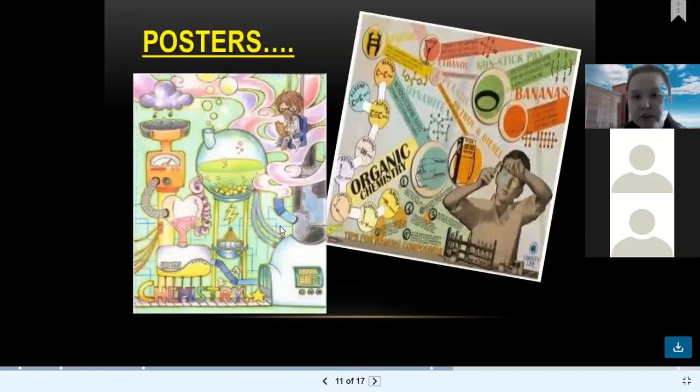And posters. I guess all of you know what a poster is, yes? Because during the lessons, you try to make posters. What is a poster? Sorry, I don't know poster. What is it?